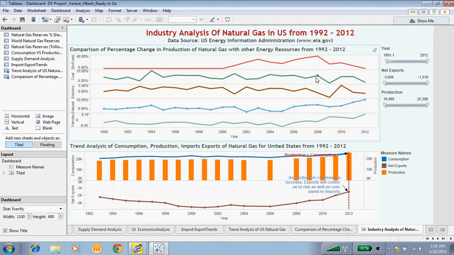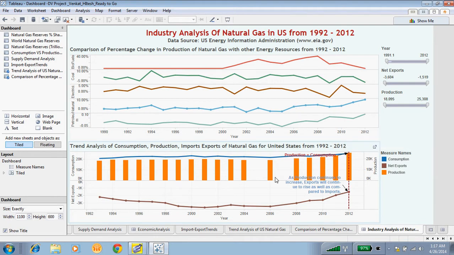Coming to the bottom visualization, it talks about the trend in consumption versus the production. Traditionally, we see consumption is always greater than the production, but in recent years, we can see that production is also increasing. The production trend is increasing, and in the year 2012, they're almost equal to that of consumption. So production and consumption are almost equal in 2012. So it gives an important observation for us.